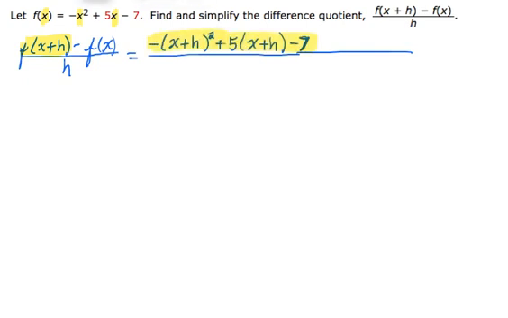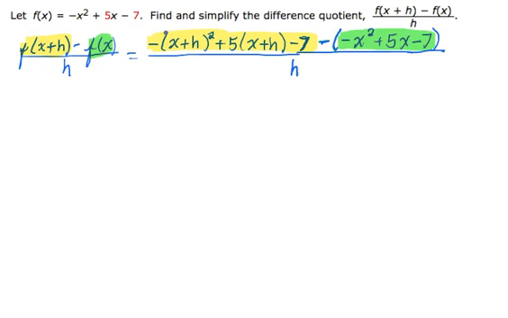Then next we have minus f of x. F of x is this given function right here. Now we're subtracting the entire function f of x, so we do want to put some parentheses there. So it becomes minus negative x squared plus 5x minus 7. So there is my f of x, that's the given, and that's all divided by h. Okay, so this is the first step, just plugging everything in.